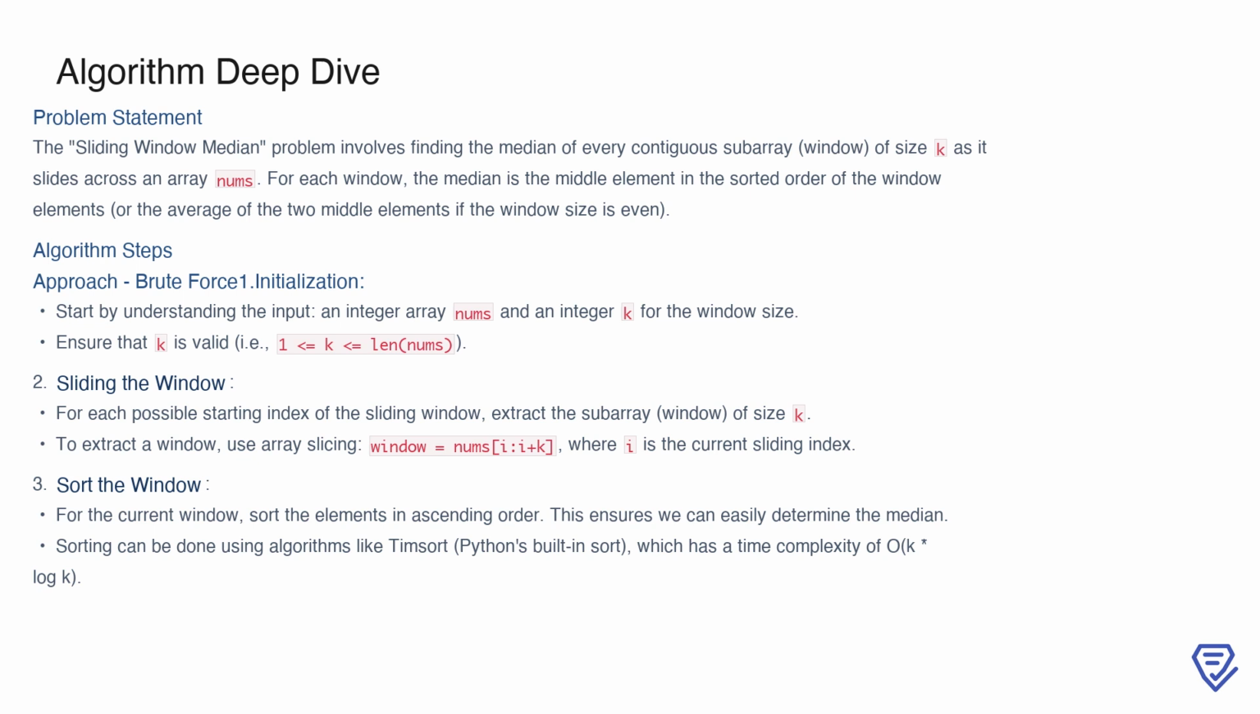For each starting index, a subarray of size k is extracted using slicing, such as nums[i:i+k]. After extracting the window, we sort its elements in ascending order. Sorting is necessary to identify the middle element or elements, and Python's timsort algorithm can handle this efficiently for small windows with a time complexity of k log k.